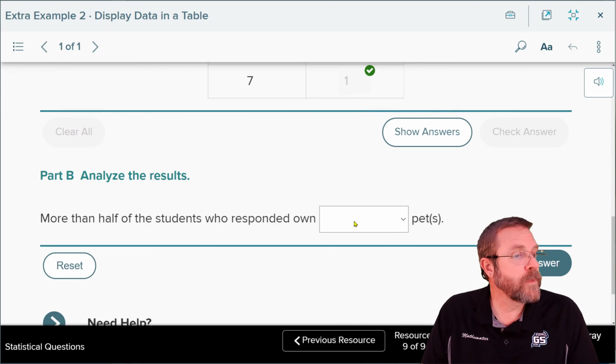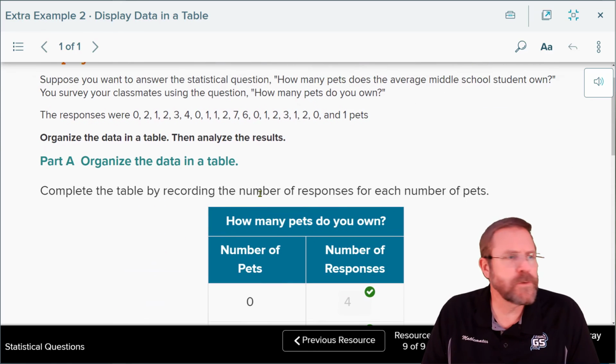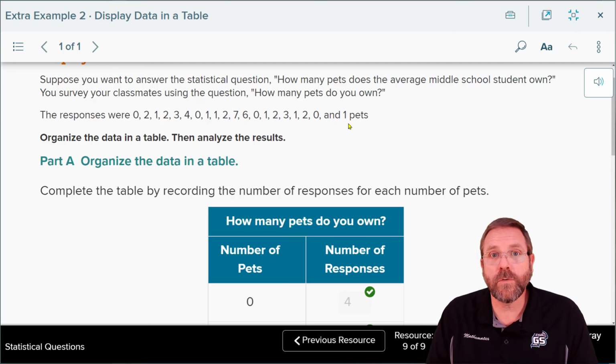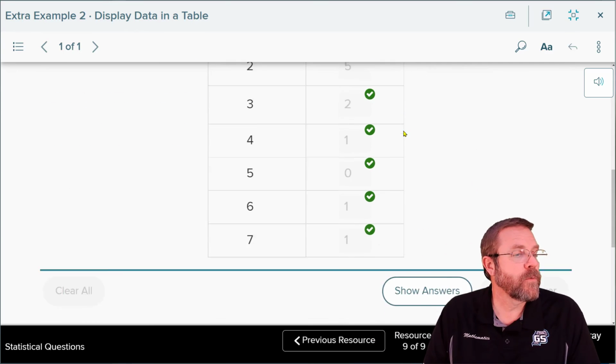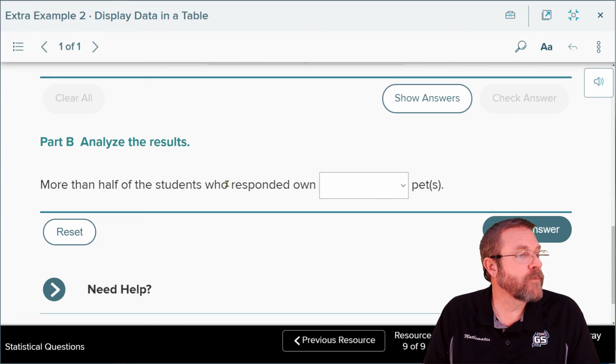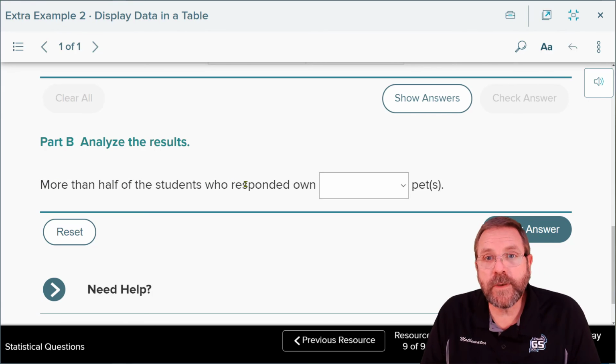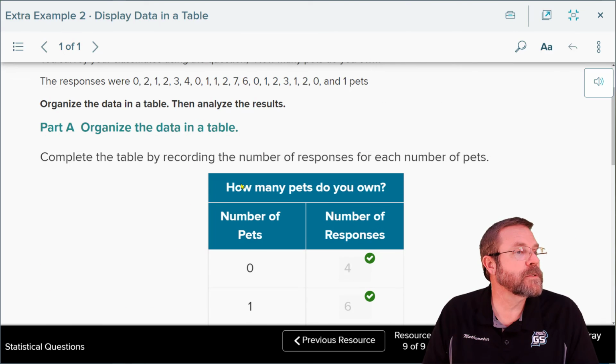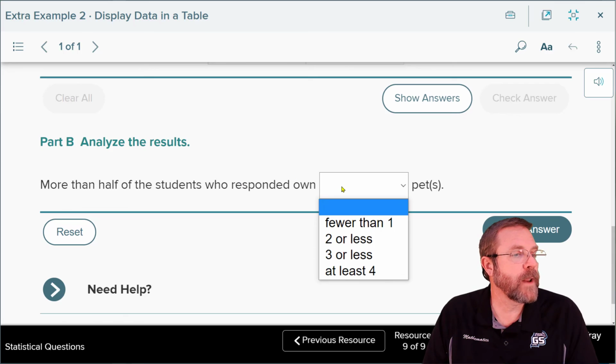Now, more than half the students responded own how many pets? Well, first off, how many students responded? We had 1, 2, 3, 4, 5, 6, 7, 8, 9, 10, 11, 12, 13, 14, 15, 16, 17, 18, 19, 20. So a total of 20 students responded. The question says more than half. So we need to have more than half of 20. That's going to be 10. So we need more than 10 students responded. Say they own how many pets?